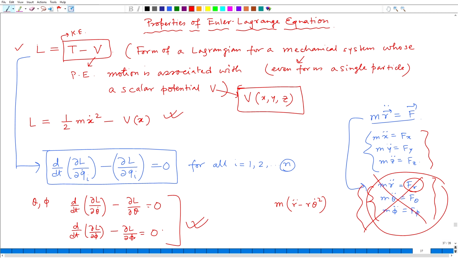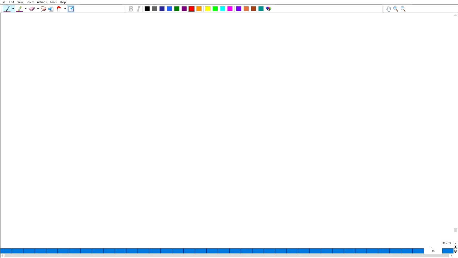Okay. So, now coming back to this point, if my L is given like this, what do I have to do? So, once again L is half m x dot square minus V of x. Okay. So, this is a scalar function of x only. Then del L del x dot will simply be equal to m x dot, and del L del x will be equal to minus del V del x.